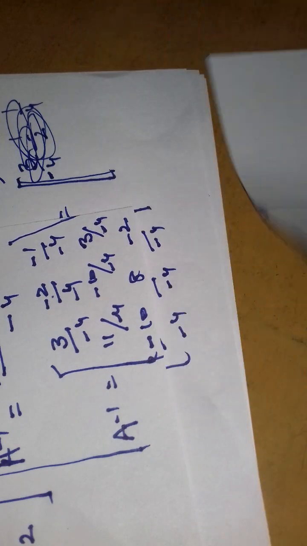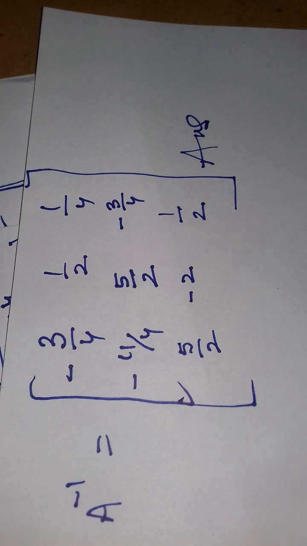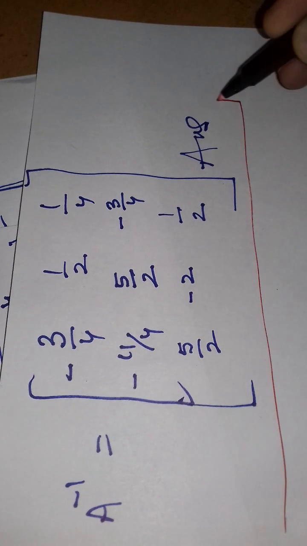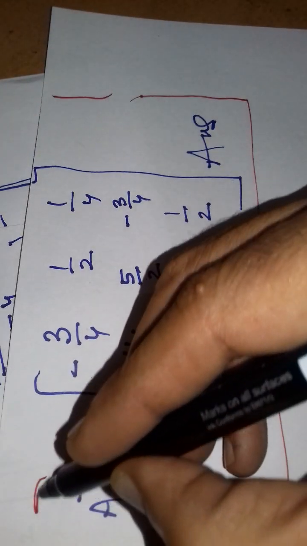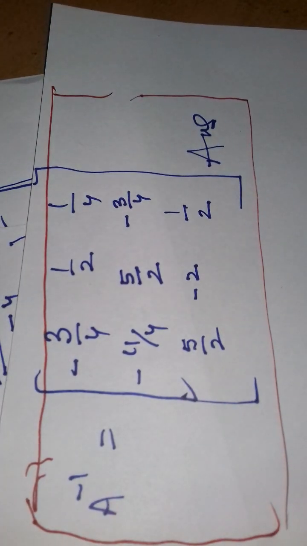So we got the value A inverse equals this. This is the answer, right? Thank you very much. Try to do a little bit more practice in this. Thank you.